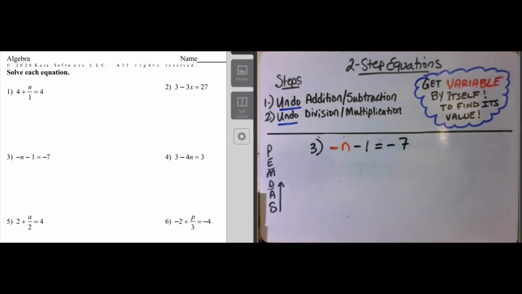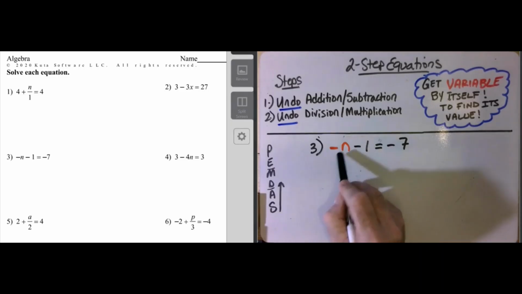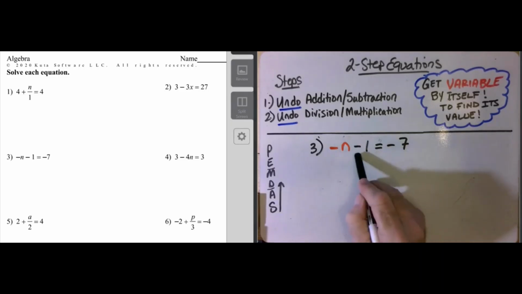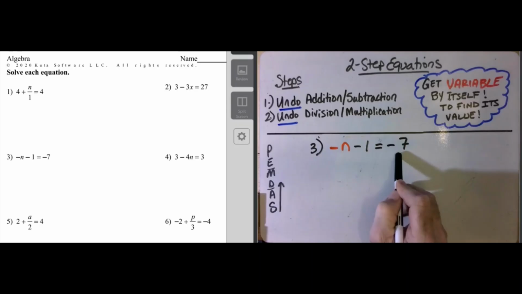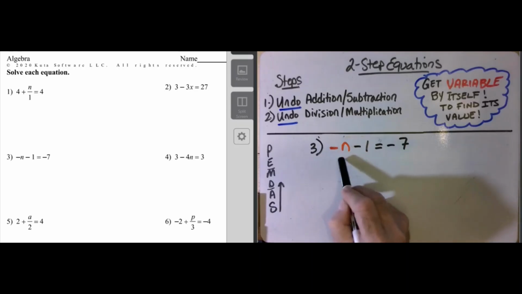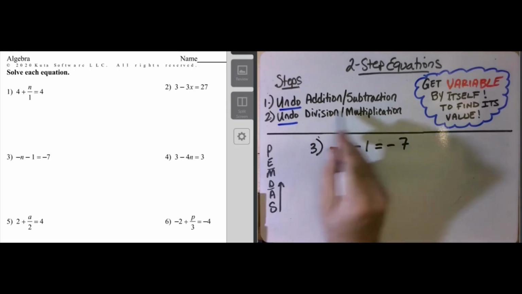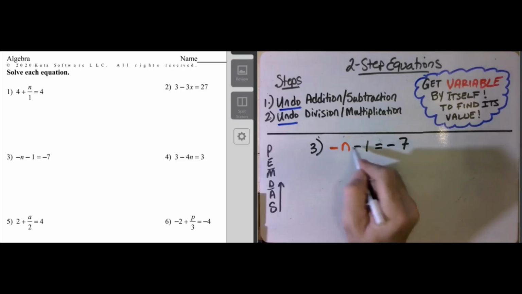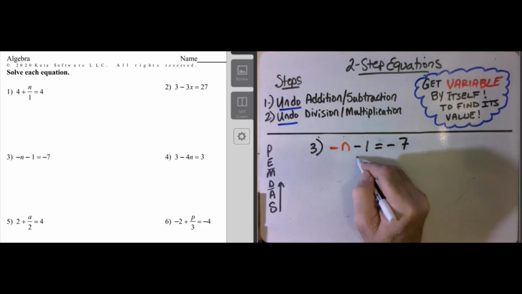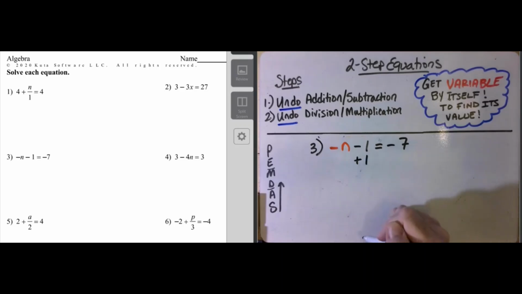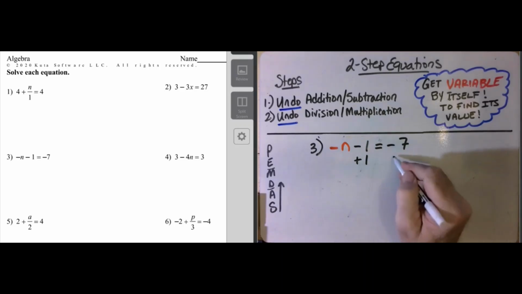Let's identify the variable. It's a negative 1n, right? The 1 is assumed. Minus 1 equals a negative 7. We've identified the variable term. First step is to undo addition or subtraction. They're subtracting a negative 1 from the variable in this one, so we're going to do the opposite. Opposite of minus 1 is a plus 1.